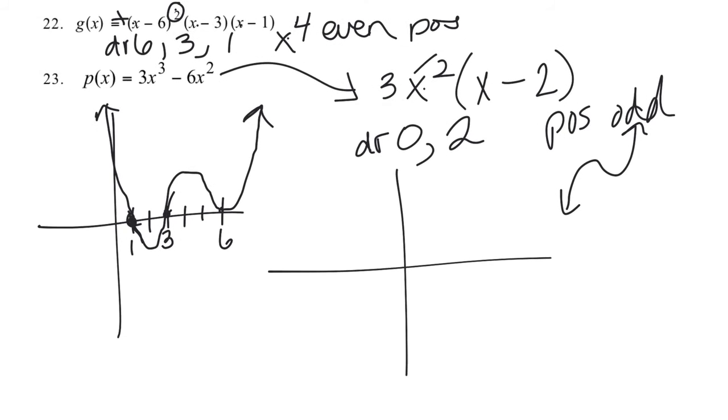And I have a 0 and a 2. So I'm going to bounce off the double root, the 0, turn around and go through the single root. So it looks like that.